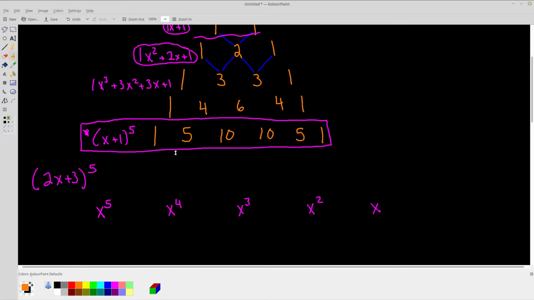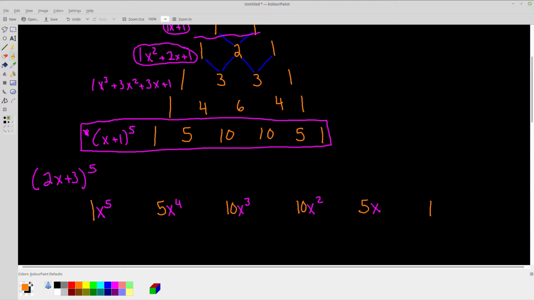I'll use the same color, orange. So we've got 1, we've got 5, we've got 10, we've got 10, we've got 5, and we have a constant of 1 over here. So there are all those numbers. Now, the other thing that we have is the 2 and the 3.